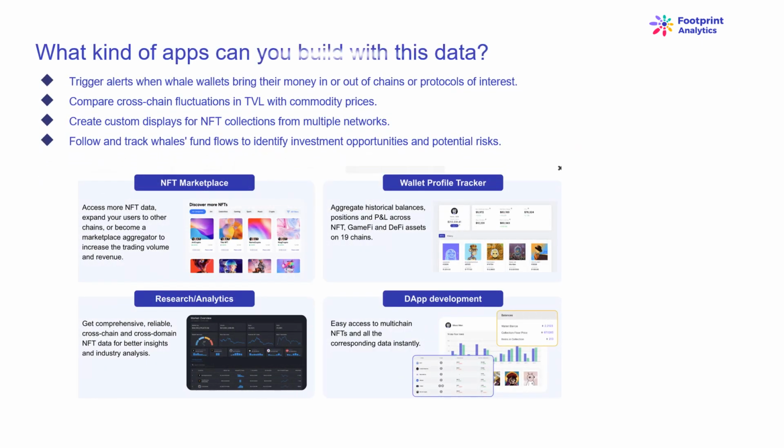What kind of apps can you build with this data? Here are just a few examples. Trigger alerts when whale wallets bring their money in or out of chains or protocols of interest. Compare cross-chain fluctuations in TVL with commodity prices. Create custom displays for NFT collections from multiple networks. Follow and track whales' fund flows to identify investment opportunities and potential risks. With Footprint, anybody can get one step closer to blockchain analytics, whether you're an investor, analyst, retail trader, developer, or just exploring your favorite crypto project.